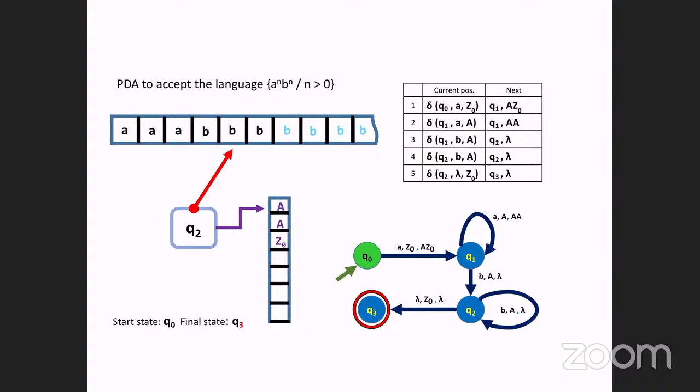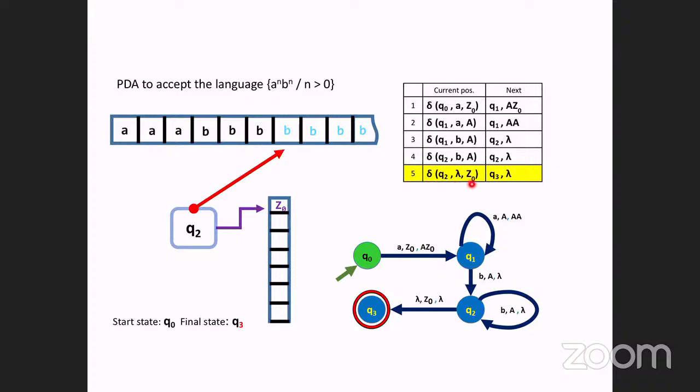Now, again, it is in Q2, scanning B. If A is on topmost, remove that A also. So this A will be removed and this thing will be popping up. And for one more B, yes. And now the whole string is read, and it's just scanning a blank. Scanning a blank, that I put as lambda here.